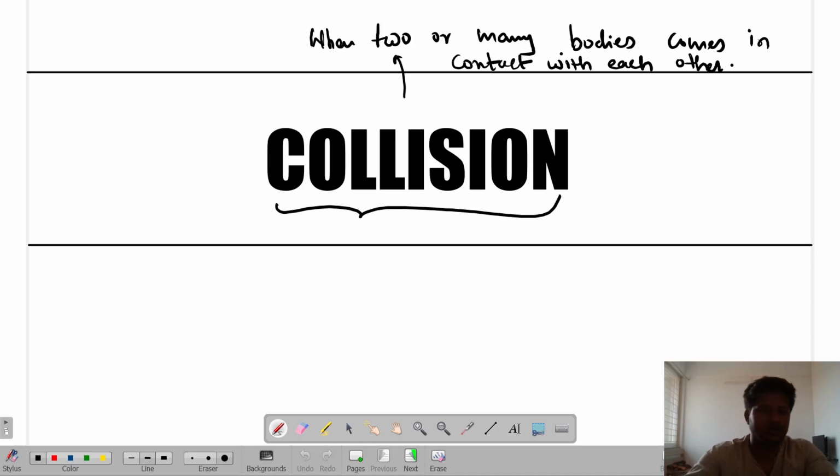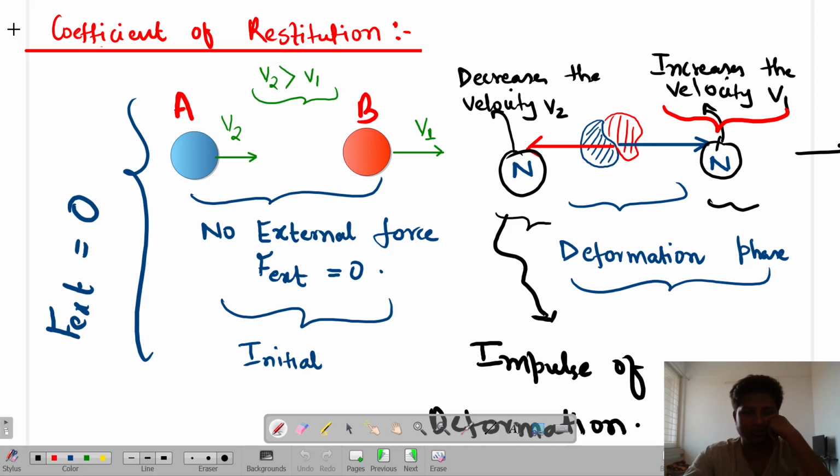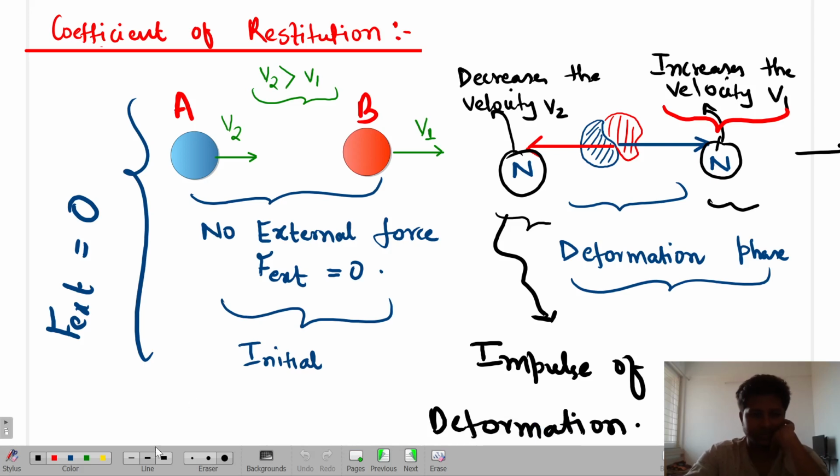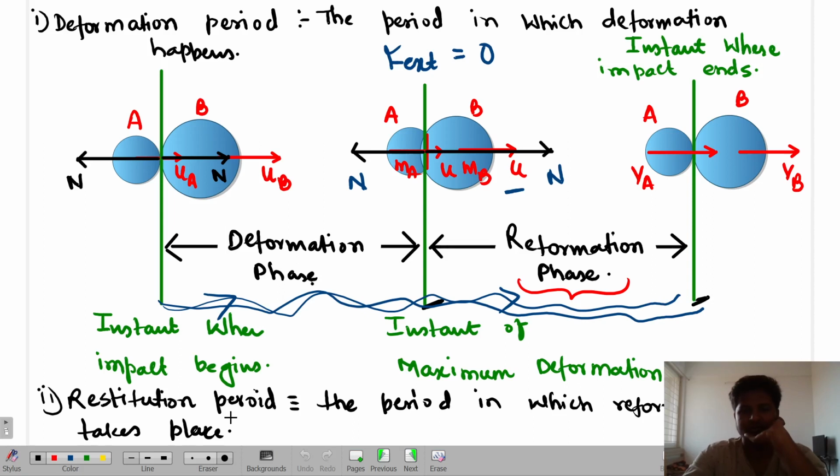Okay, so let us start. This is the second lecture. We discussed collisions in the first lecture, and then we came across one of the most important terms, the coefficient of restitution, isn't it? That gives us an impression of what actually happens, and we talked a lot about that.